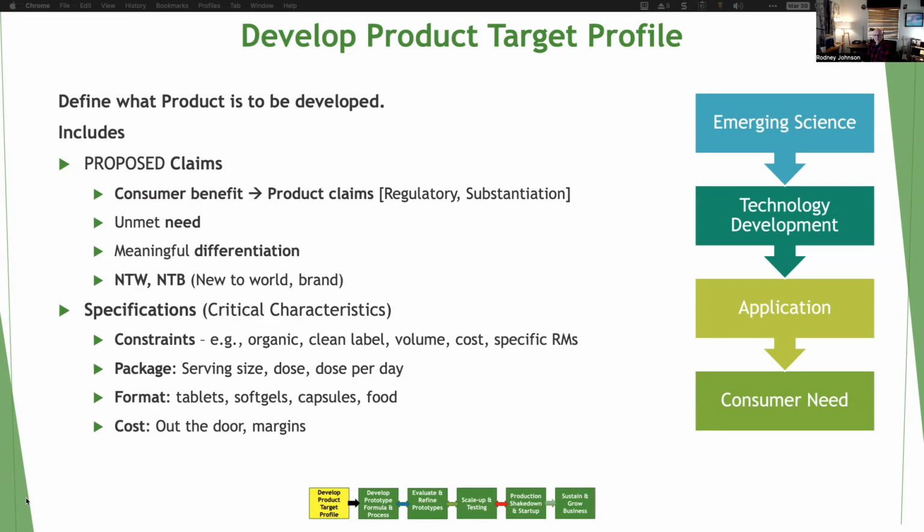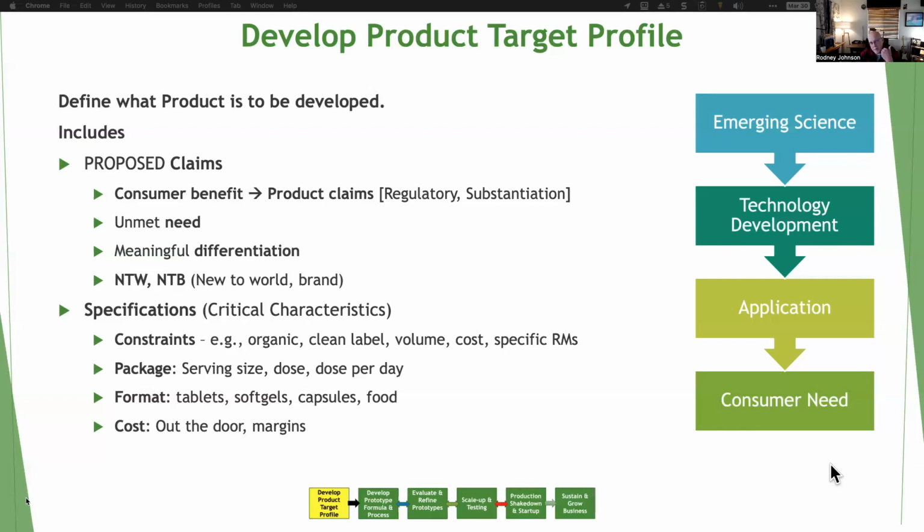The package also is typically defined here, although that will be dictated to a certain extent by the product form. And the form, should it be a tablet, is fairly straightforward, or capsule, soft gels. But if it's food, it could be a beverage, it could be ready to drink or ready to mix, those types of things. And ultimately, what marketing needs to know is what is the cost. You have a constraint that is the cost out the door so that they can determine what the margins are going to be. So that's defining what you need to do.